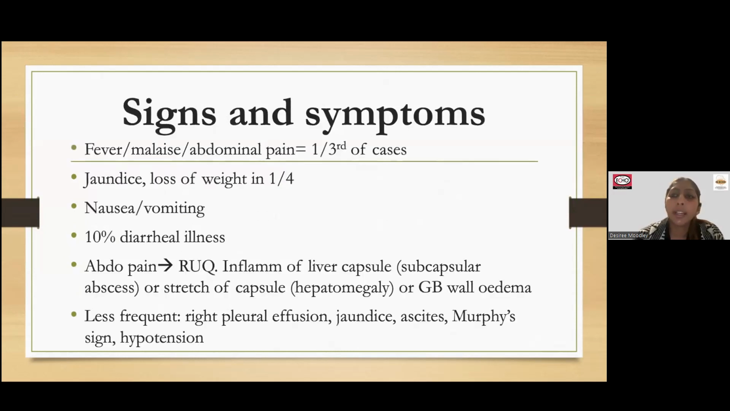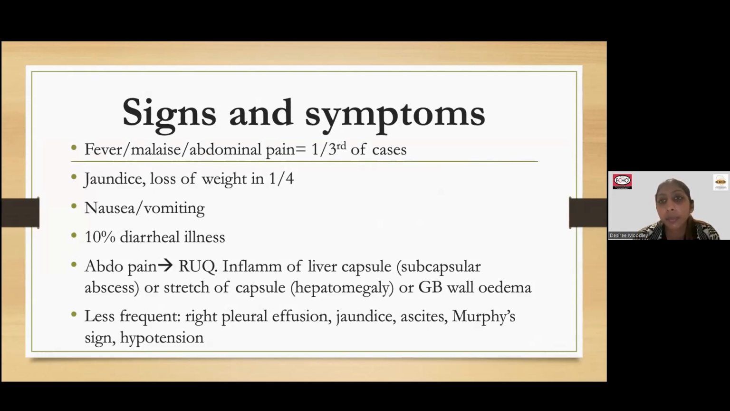So they present in about 1/3 of patients with fever, malaise, and abdominal pain. 1/4 of them will have jaundice and loss of weight. They can have nausea, vomiting. A small amount will have diarrheal illness. They also get right upper quadrant abdominal pain.